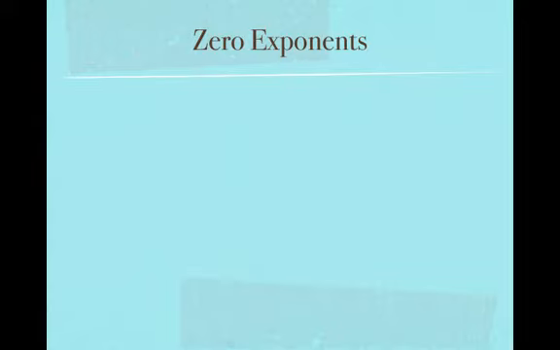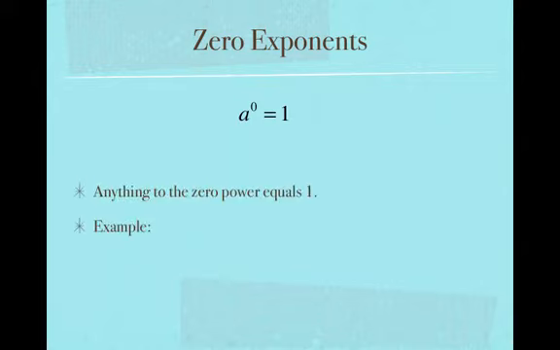Okay, and then there are 0 exponents. So anything to the 0 power is going to equal 1. For example, say we have 2x to the 0. The 2 and the x have different powers. The 2 has a power of 1, the x has a power of 0. So when we rewrite this, it's just x to the 0 that becomes 1.